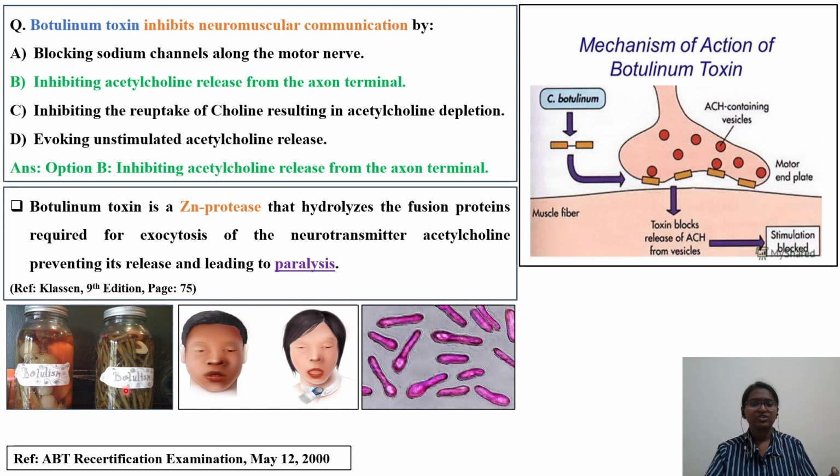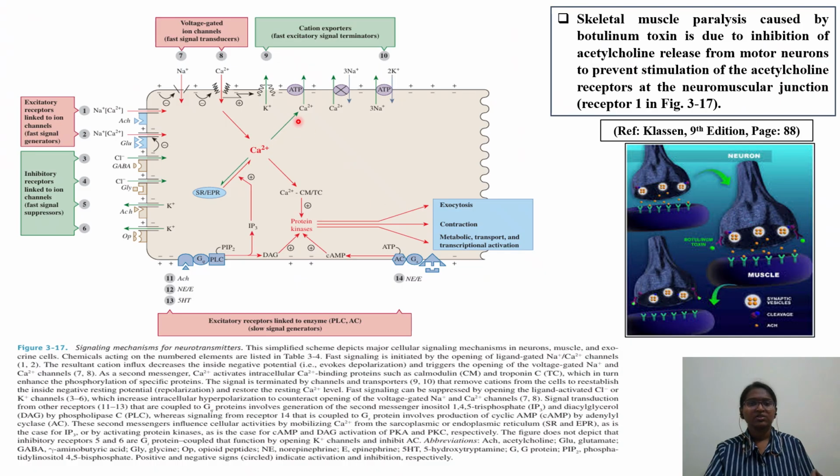Botulism is the main disease caused by this botulism toxin, and these are other pictorial representations. This is the bacteria which is causing this botulism toxin. In this video, whatever information there is with respect to botulism toxin in the Klaassen textbook, I have tried to collate all the information, all the pages mentioned in the Klaassen textbook, in this particular video.